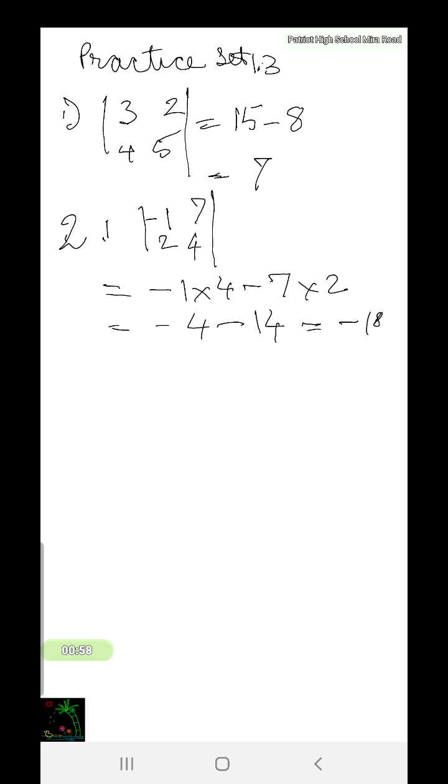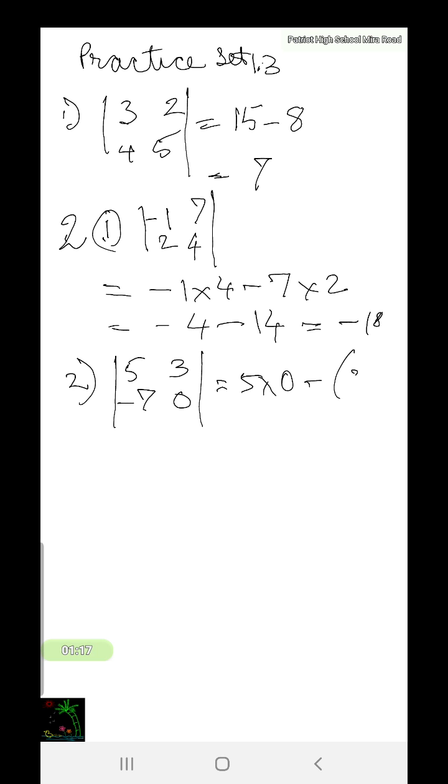for the first sum. Then the second example, 5, 3, minus 7, 0. Cross multiplying, we have 5 multiplied by 0 minus 3 multiplied by minus 7. So this will be 0, this will be minus 21, and outside we have minus sign. So it will be plus 21. So the value of this determinant is 21.